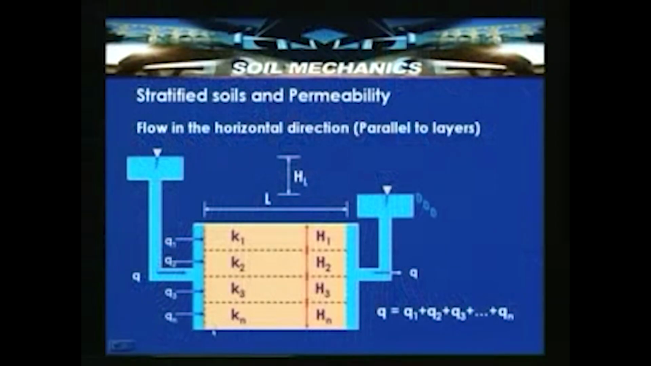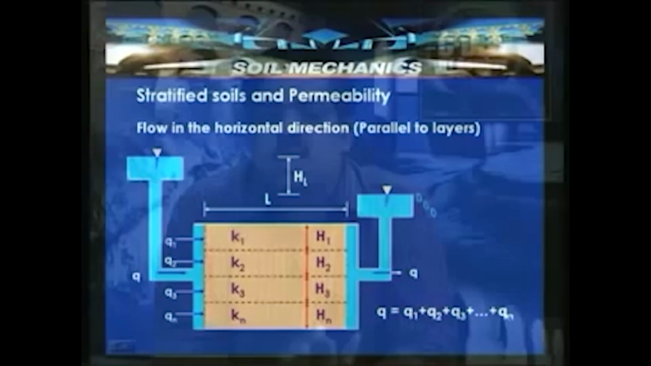So, this is the Q which is entering the stratified soil mass, and this is the Q which is coming out of the soil mass. So, Q is equal to Q1 plus Q2 plus Q3 so on to Qn. Condition 1 here is that Q is equal to Q1 plus Q2 plus Q3 so on to Qn, and head loss is uniformly constant. That means all layers will have the same head loss, because though the layers are stratified, the same head drives the flow from the left side to the right hand side.